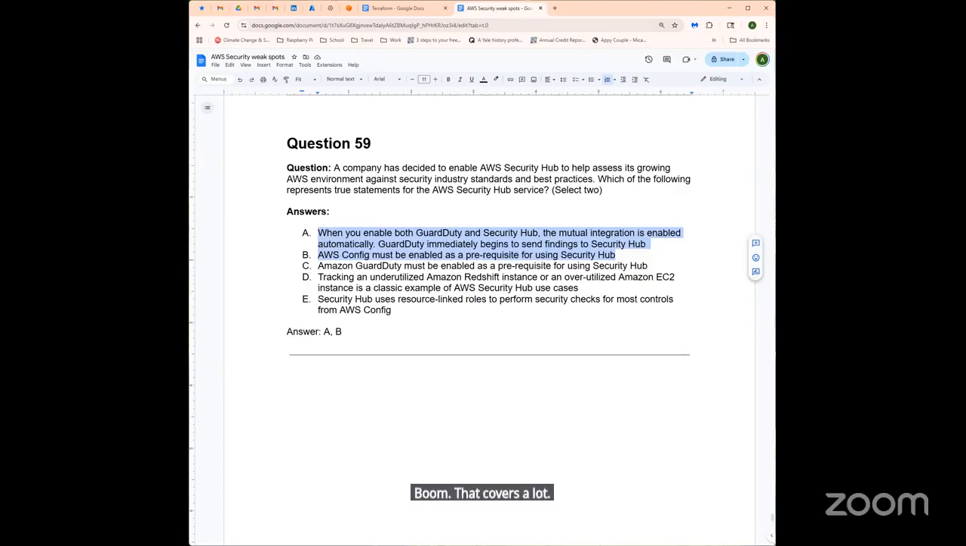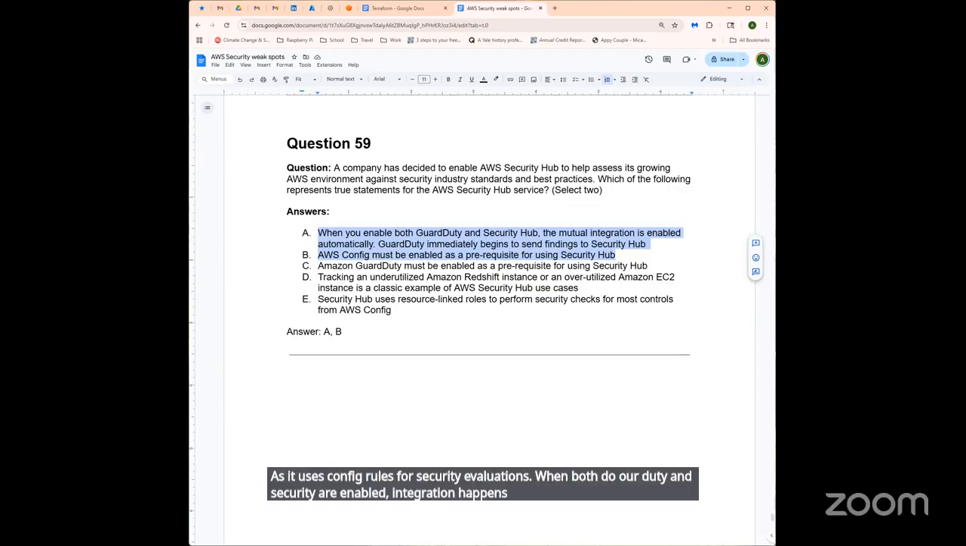Okay, so why is this correct? Security Hub requires Config as it uses Config rules for security evaluations. When both GuardDuty and Security Hub are enabled, integration happens automatically with immediate finding transmission.